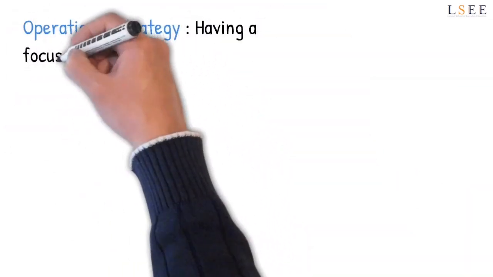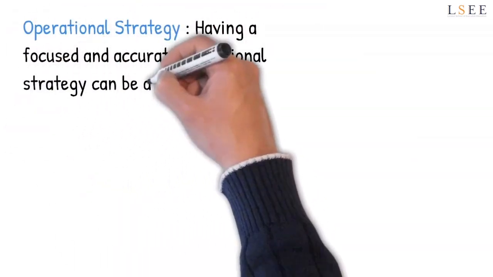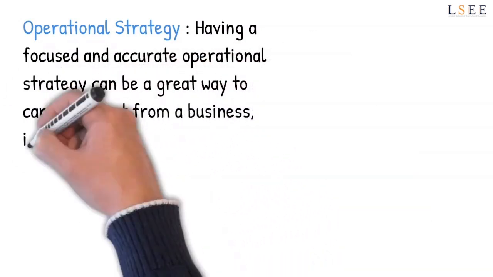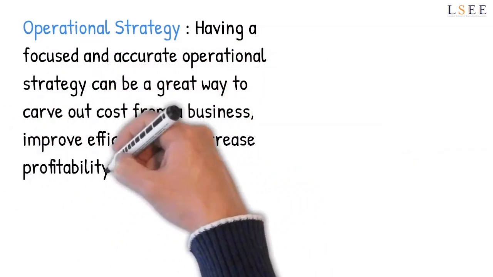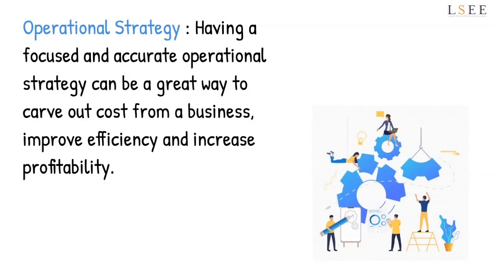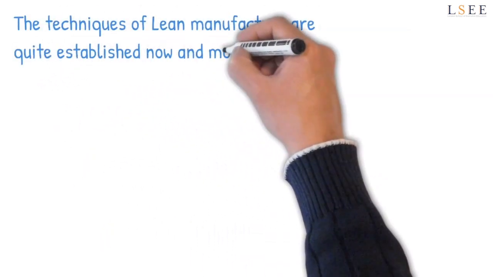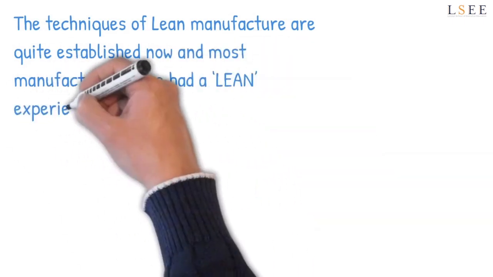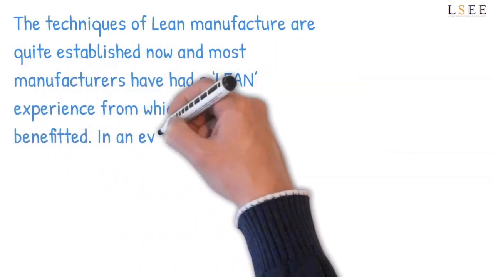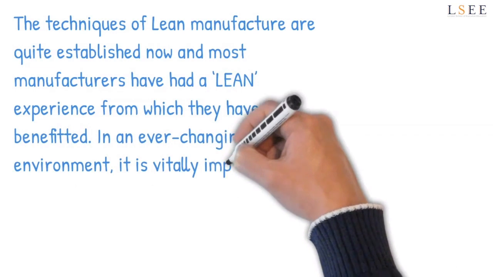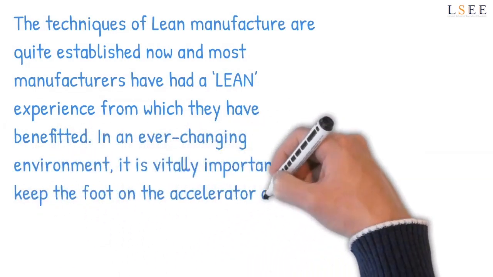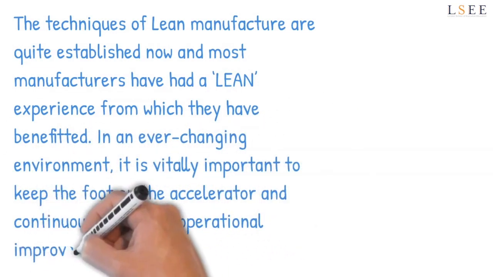Operational strategy. Having a focused and accurate operational strategy can be a great way to carve out cost from a business, improve efficiency, and increase profitability. The techniques of lean manufacture are quite established now, and most manufacturers have had a lean experience from which they have benefited. In an ever-changing environment, it is vitally important to keep the foot on the accelerator and continuously look for operational improvements.